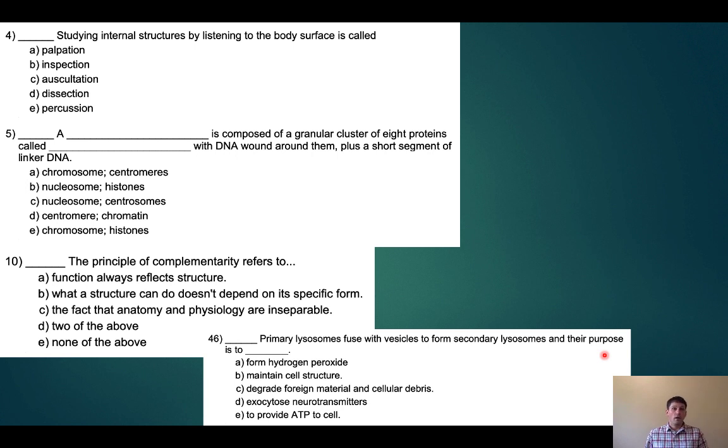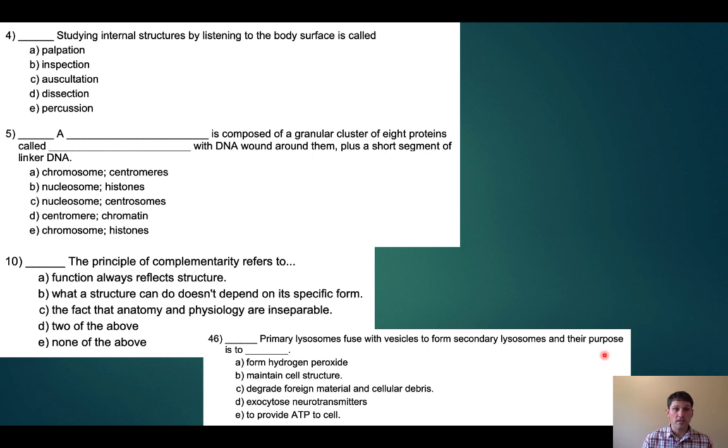Number 10, the principle of complementarity refers to A, B, C, 2 of the above or none of the above, okay? So again, people hate these questions, and I'm sorry, but you will see these questions on your tests, and it's always that psychological back and forth of, oh, I'm pretty sure I know this, I hate these 2 of the above. You've got to know what you're talking about, and you've got to be able to eliminate ones that aren't correct, okay? So function always reflects structure, or is it the structure always reflects the function, right?